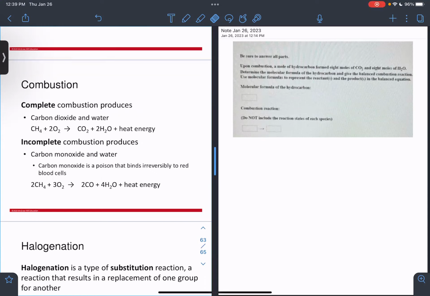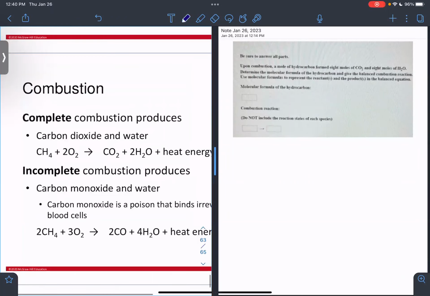And so you can have two different forms of combustion. You can have complete or incomplete combustion. And both actually kind of happen in the engine of your car. You know, you put gasoline in your car, and gasoline is an example of a hydrocarbon. So here's an example of a hydrocarbon. So you take that hydrocarbon and you burn it in the presence of oxygen.